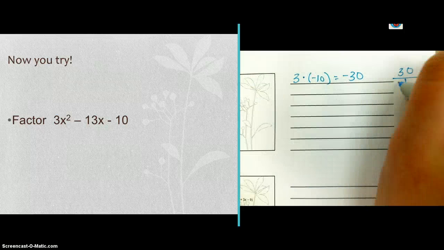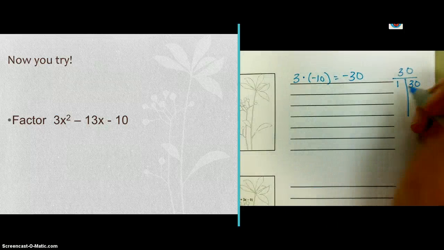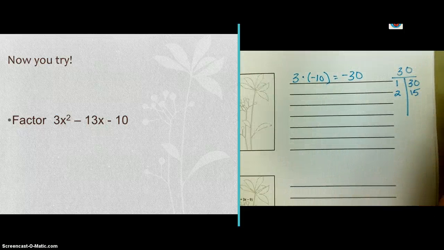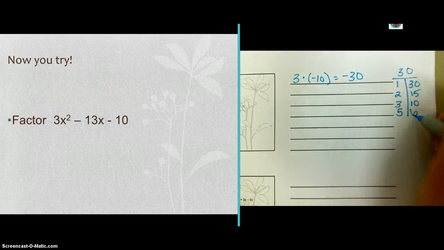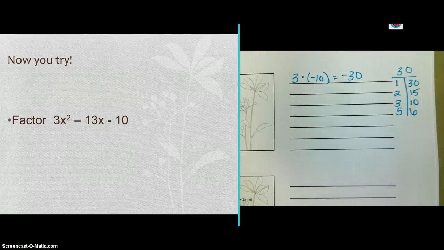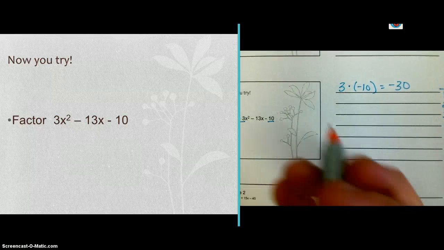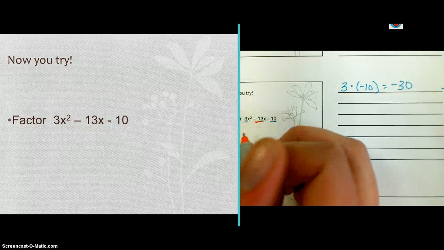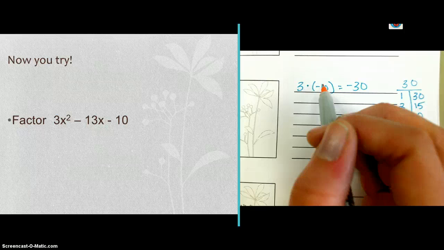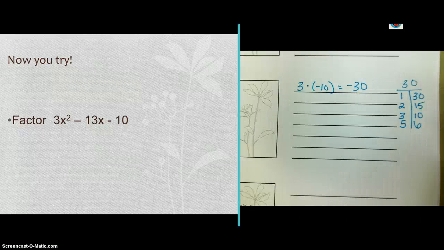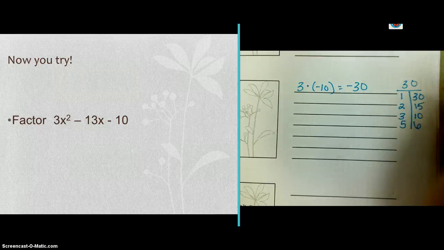Our factors of 30 are 1 and 30, 2 and 15, 3 and 10, 4 doesn't go into 30, but 5 does. We have 5 times 6. We've reached the next number, so we're done. We want to pick two of these factors that when added together will give us, we are looking for negative 13 in this case. So we want two factors that when added together will give us negative 13. Remember, one of these factors has to be negative because our 30 is negative. So I could have 1 and 30, that won't give me negative 13.